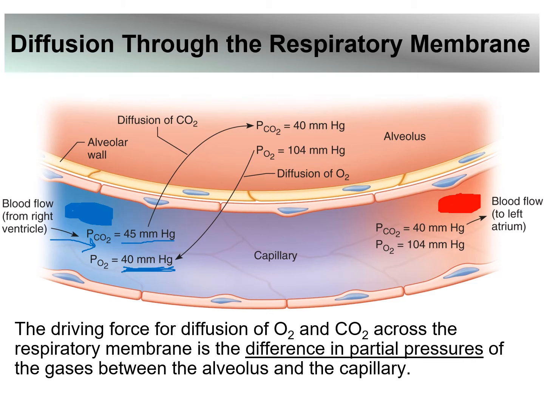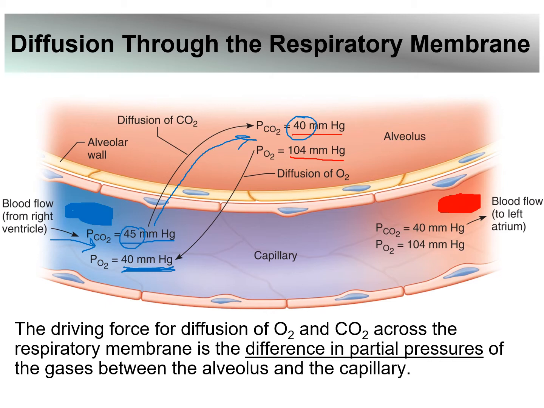Let's look at the PCO2 and PO2 in the alveoli, okay? And we note that the PCO2 is 40 and the PO2 is 104. So when we look at the PCO2 in the blood and the PCO2 in the alveolus, in which place is it higher? Well, it's higher here in the blood, right? PCO2 of 45 as opposed to the PCO2 in the alveolus, which is 40. So this arrow is indicating the diffusion of the CO2 from the blood into the alveolus.